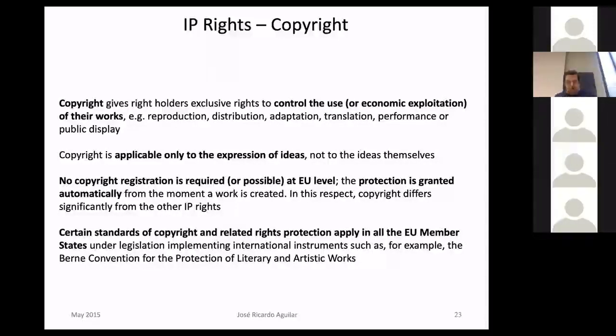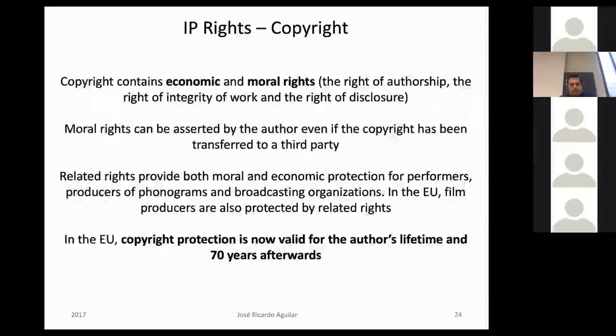Then there are some secondary points and aspects regarding copyright. One of them is that copyright brings this idea of economic and moral rights. Moral rights are all the rights related with authorship, with the right to secure the integrity of the work and the right of its disclosure. Moral rights normally are linked with the author, even if the economic rights, the copyright itself, seeing it economically, are transferred to a third party.